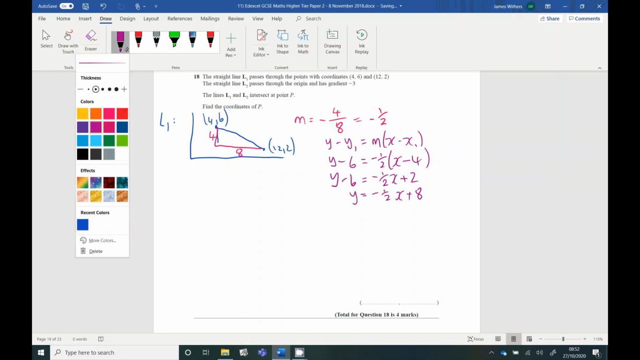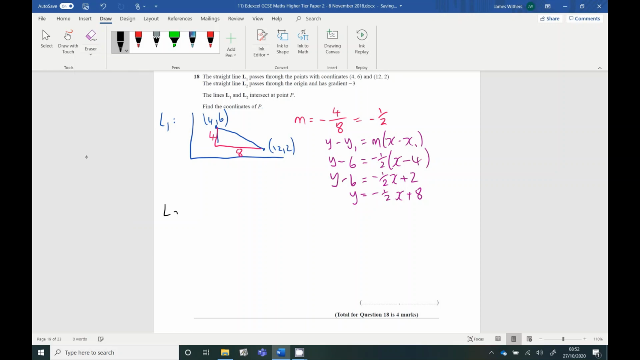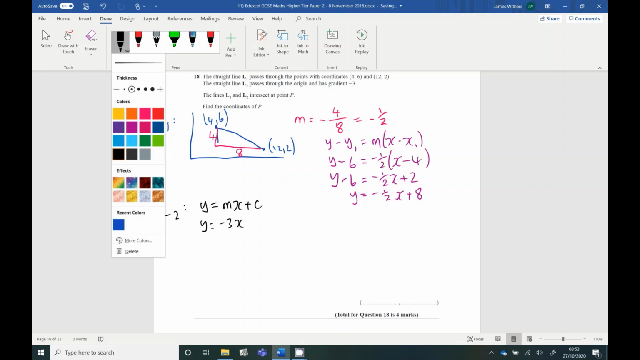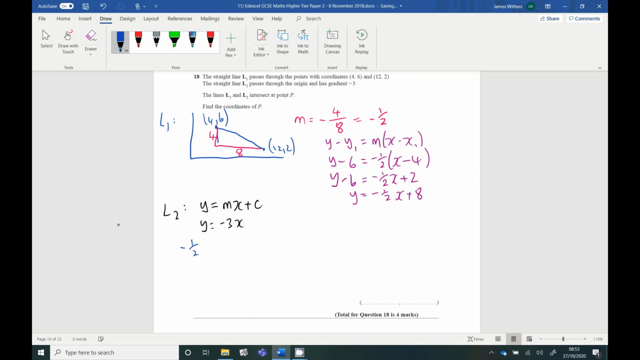Now let's move on to L2. With L2, we are told that it passes through the origin and has gradient minus 3. So we might as well use the good old-fashioned y equals mx plus c for this. So the gradient is minus 3. And because it passes through the origin, the y-intercept is 0. So that is our line 2. Now we need to find where these two lines intersect. So just solve the simultaneous equation. They're both y equals something, so just set them equal to each other. So they intersect where minus a half x plus 8 equals minus 3x.